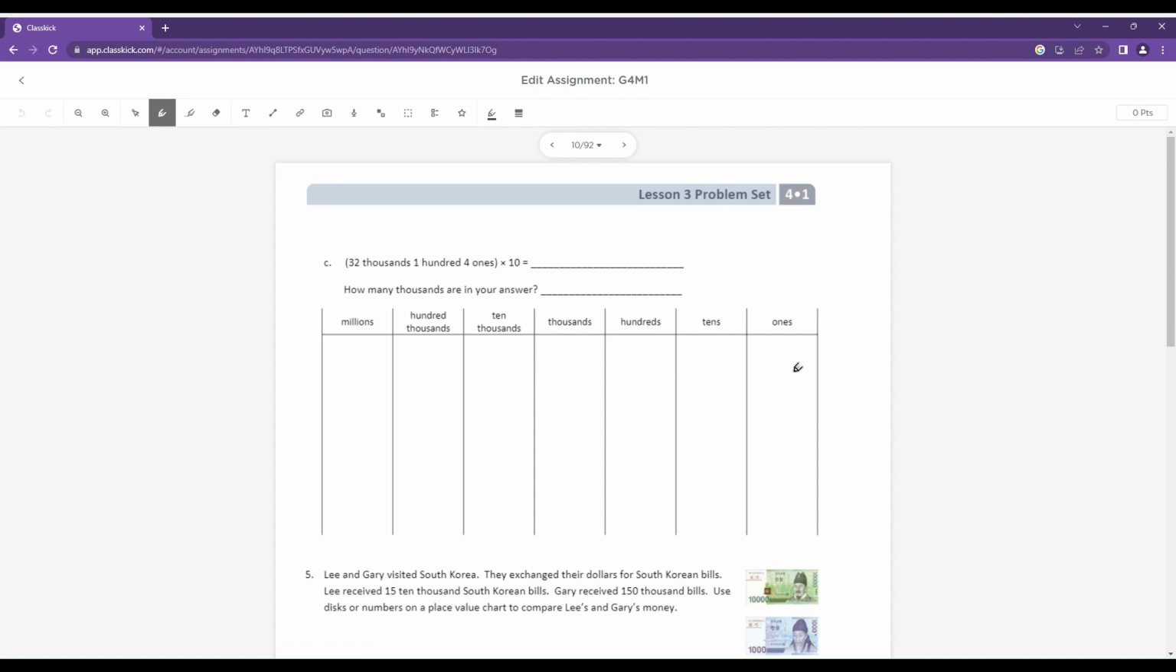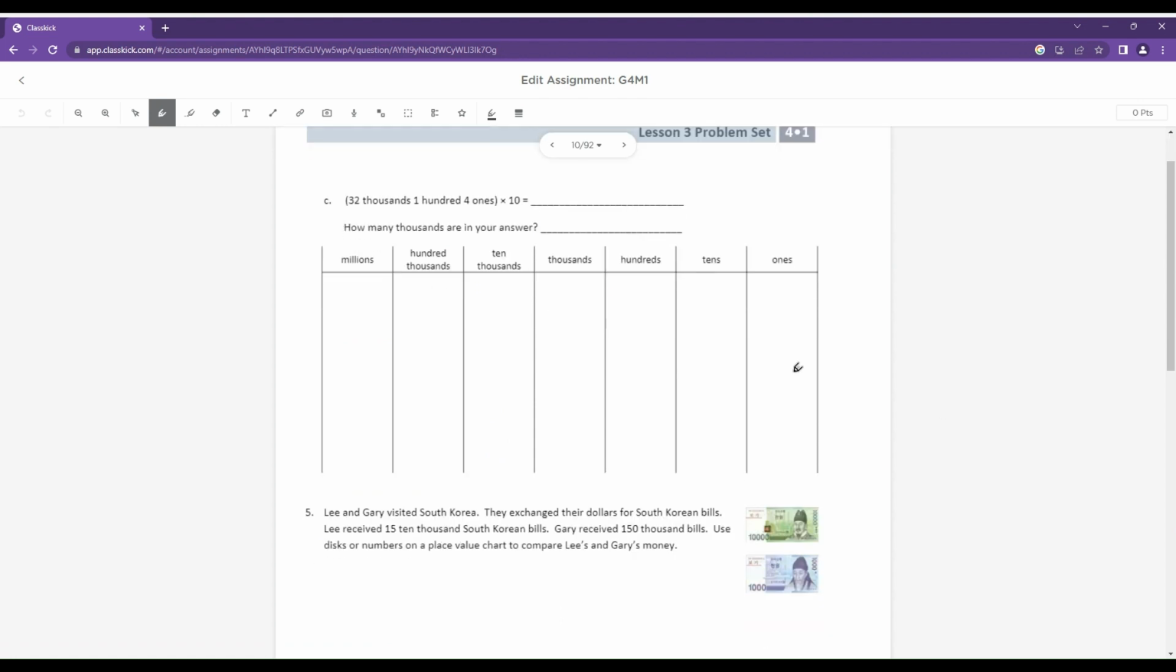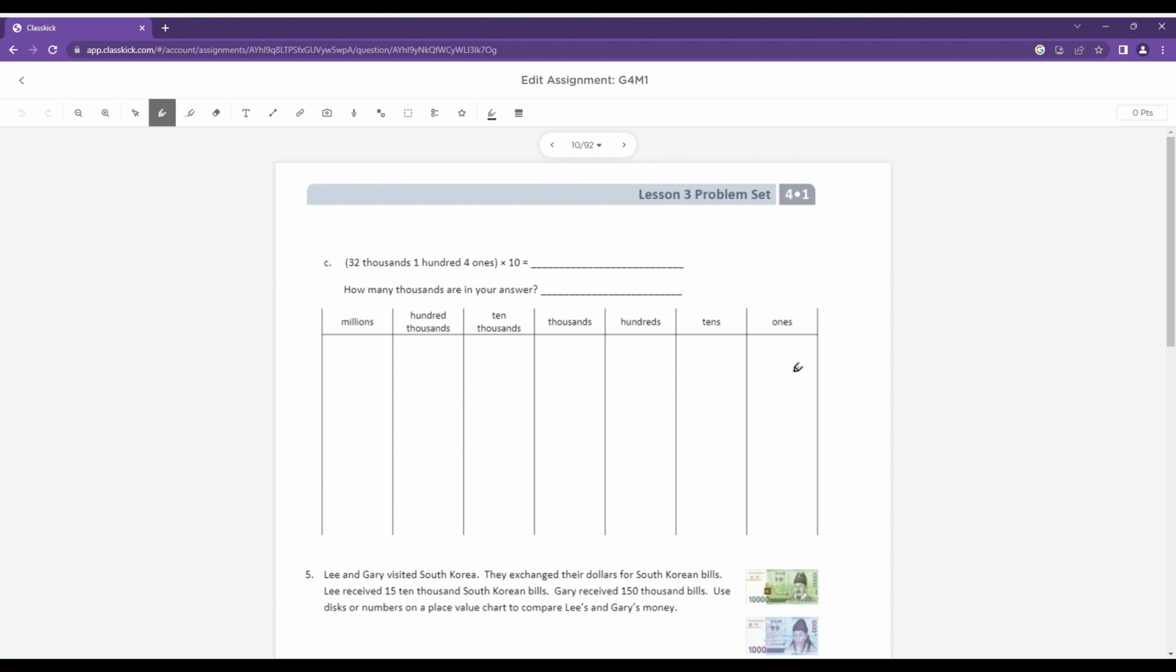Letter C says 32,100 ones times 10. So same idea. Need to put these digits into my place value chart. So 32,000. So in my thousands, I'm going to put 32.